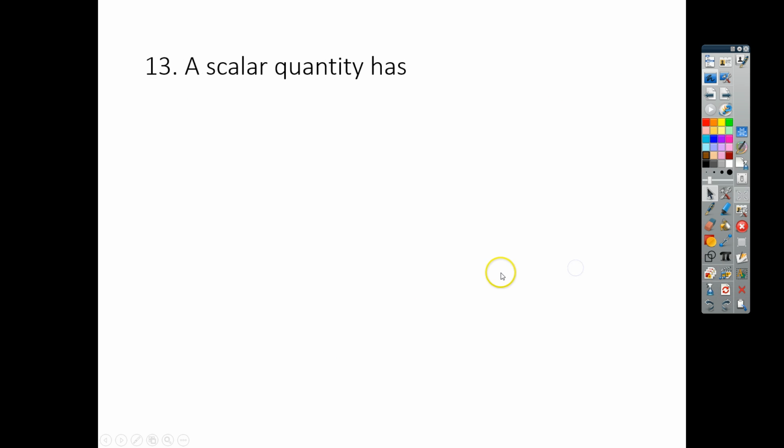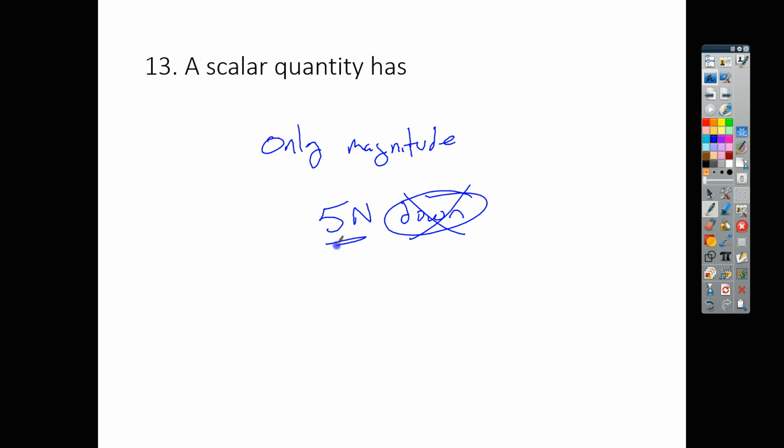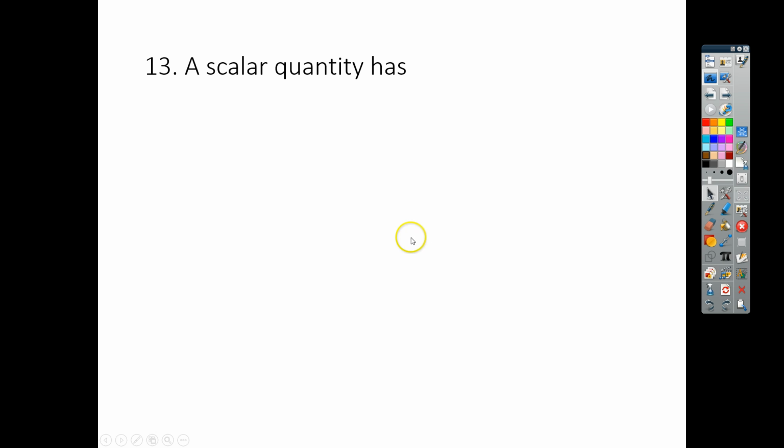For number 13, a scalar quantity has only one thing. And remember, that's only magnitude. What's magnitude, you ask? It's a number. So it'd be like 5 newtons. You do have a unit, but there's no up, down, left, right, in or out. So if you said 5 newtons down, kind of like force due to gravity, you'd have to cross off the down. So the scalar would just be that 5 newtons. It's just the number and the unit, or just the number if it doesn't have a unit.